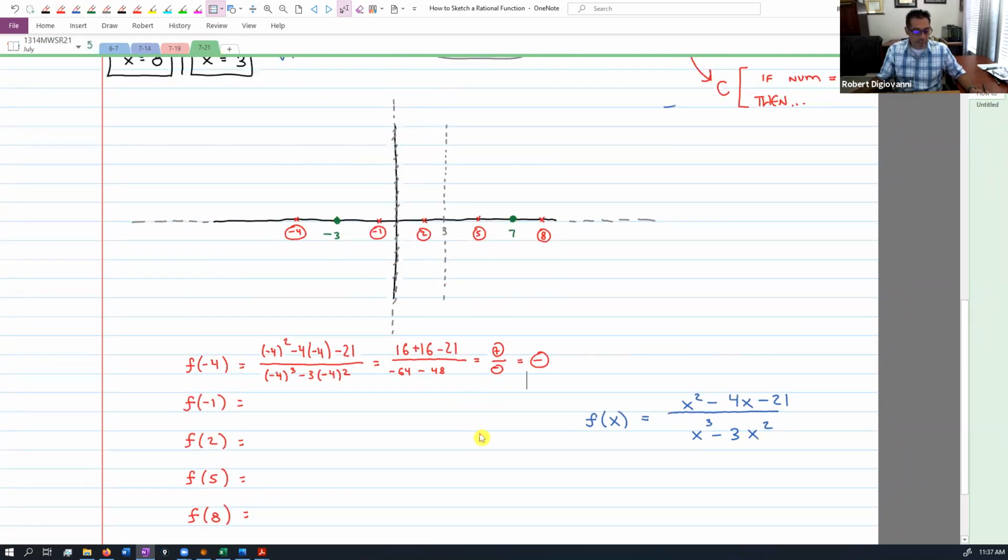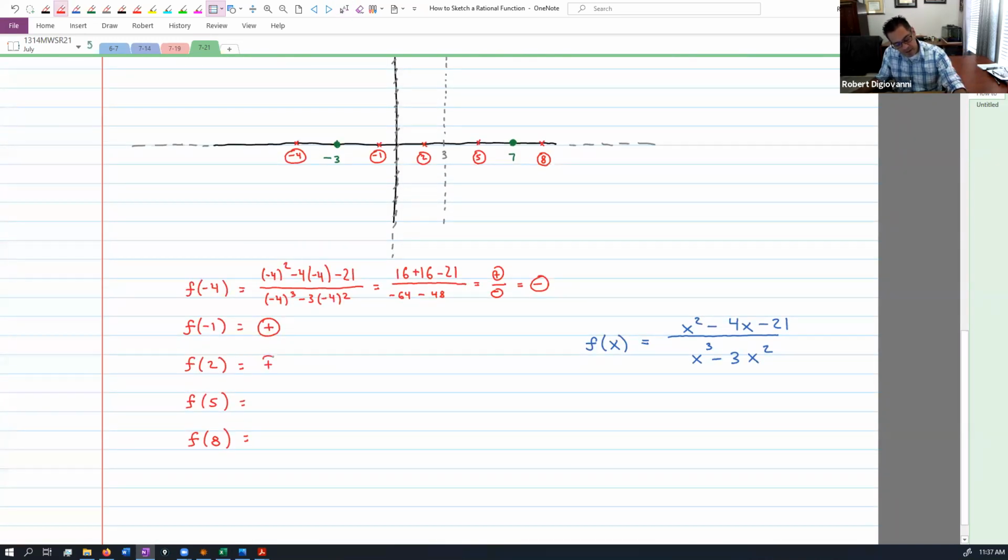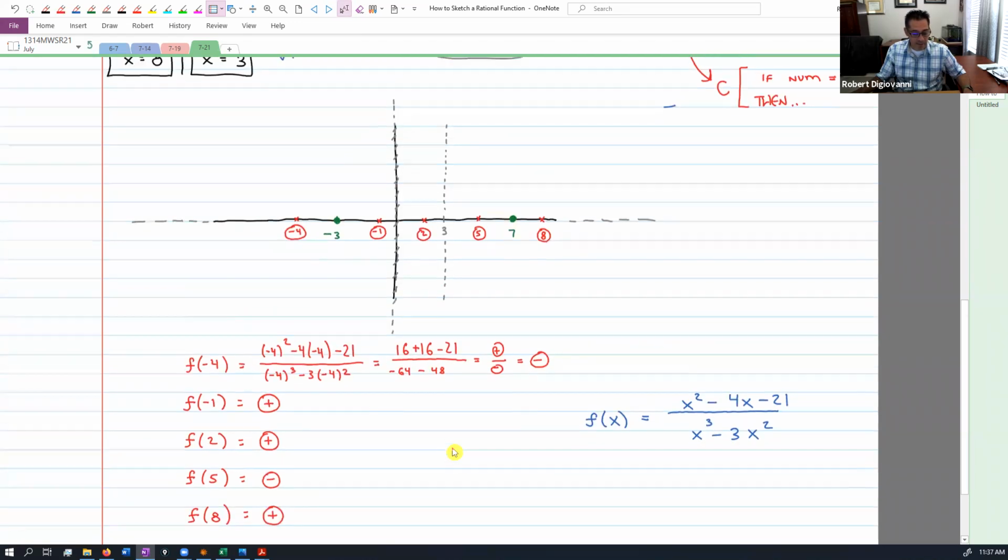So here's what's going to happen. I'm going to just fill in the rest of this. It's going to be positive, and then it's going to stay positive. Then it's going to go negative, and then it's going to go positive. I'll check it when I graph this on the computer in a second, but we should have negative, positive, positive, no switch here, then negative, positive.